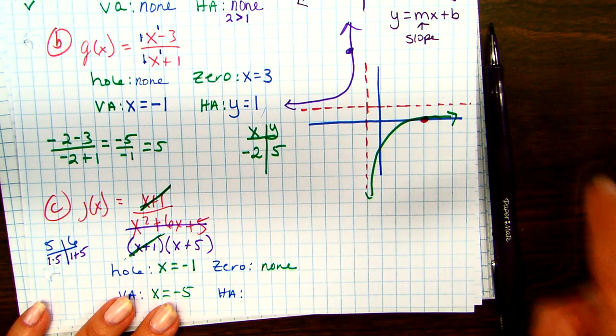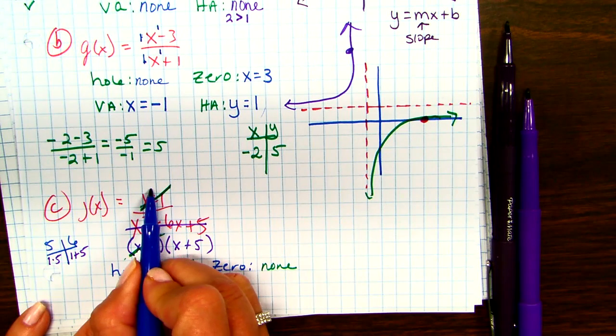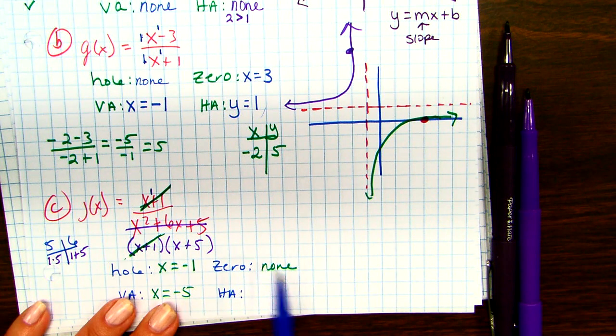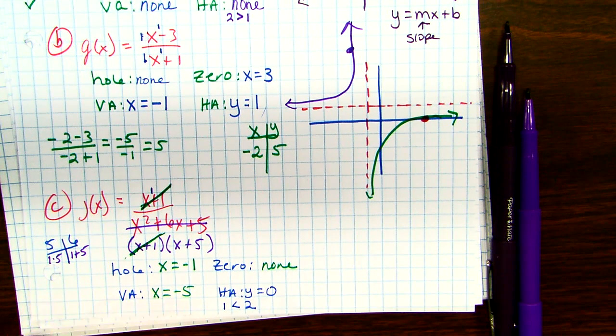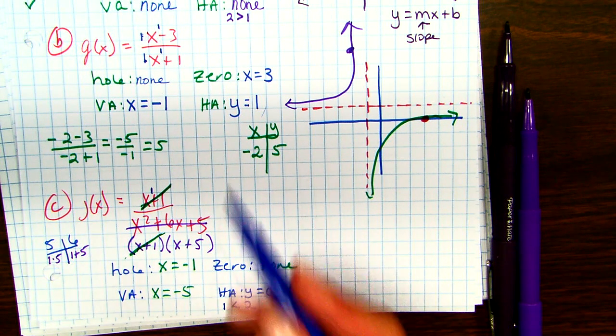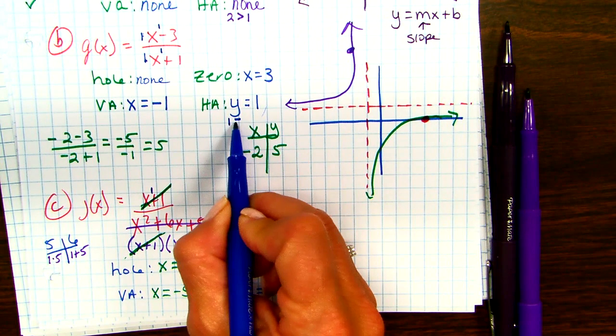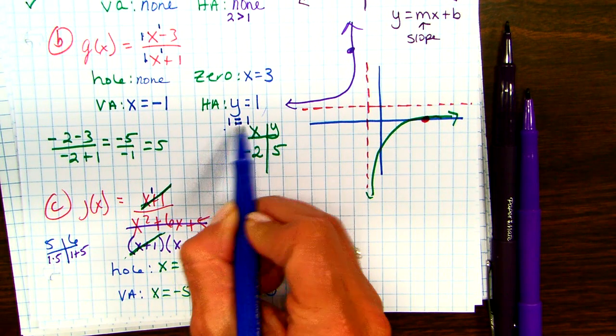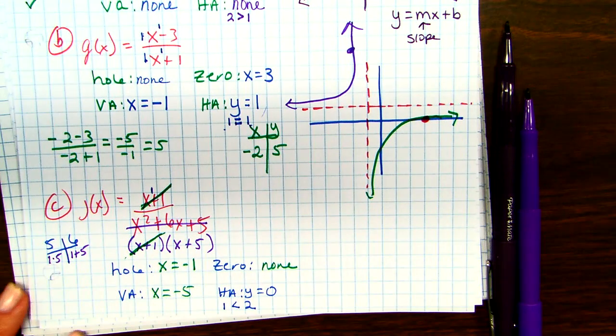Look at your notes from yesterday. Look at the degree of your numerator, which is 1. The degree of your denominator is 2. 1 is less than 2. When that happens, you have a horizontal asymptote at 0. So there's only three options. No horizontal asymptote, y equals 0, or when the top equals, I should have written it here, when 1 equaled 1, if they are the same, then we look at the coefficients. Okay, so that's in your notes from yesterday.